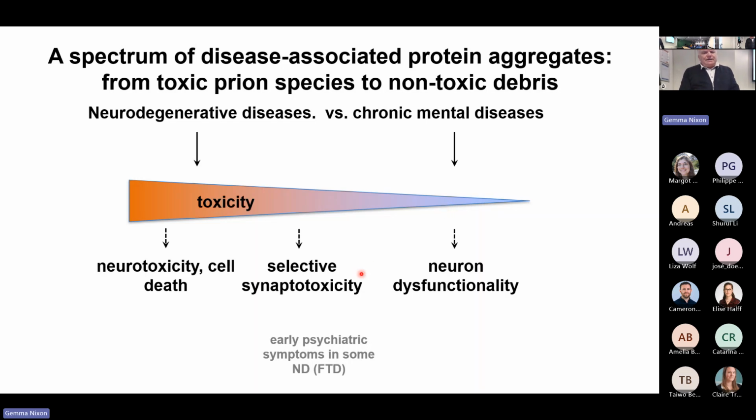It's also very important to remember that many of those frontotemporal dementias initially start with psychiatric diagnoses. And that leads to the question whether maybe some of those cases could be frontotemporal dementias stalled at a very early stage.